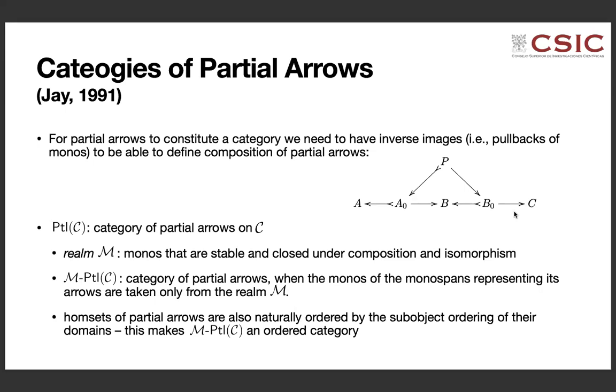This category, which is the category of partial arrows on C, is usually defined by fixing a class of monomorphisms that we allow to be used as the monomorphisms of these monospans. And this is usually called a realm. We ask them to be stable, so that they have pullbacks, and closed under composition and isomorphism. And when we fix that realm M, we call this M-Par(C) the category of partial arrows, where the monos of the monospans that represent the partial arrows are taken only from this realm M. And then obviously the hom-sets of these partial arrows are naturally ordered by the sub-object ordering of the domains. And this makes M-Par(C) an ordered category.